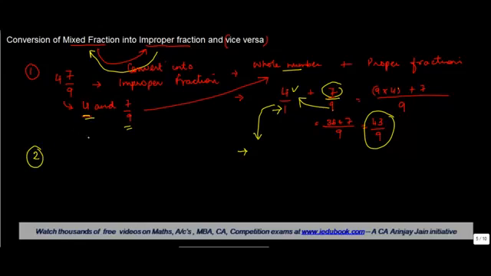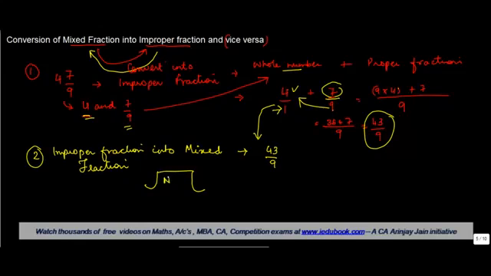Now let's see how do you convert an improper fraction into a mixed fraction. So let's say we take this one only, 43/9. Now whenever you have to convert an improper fraction into a mixed fraction, you should divide the numerator by the denominator. Okay, so let's do that.